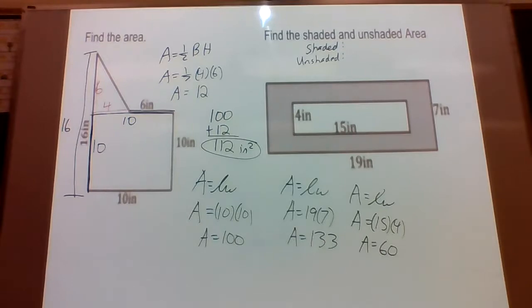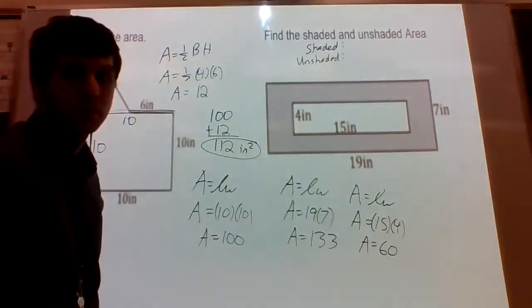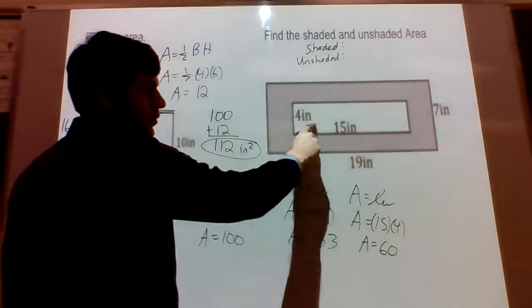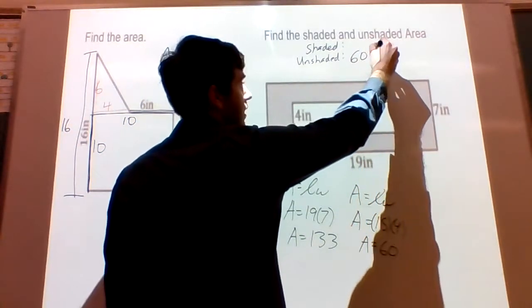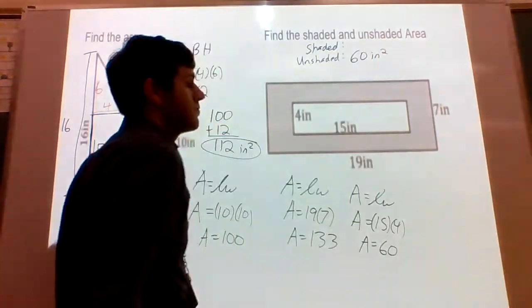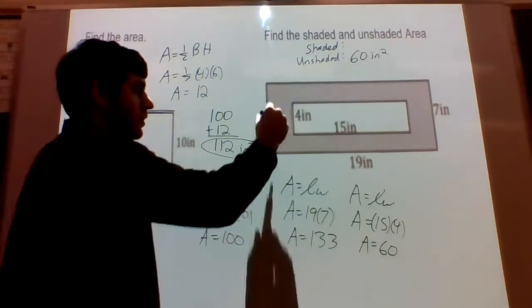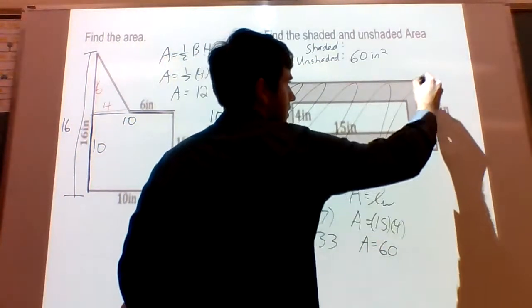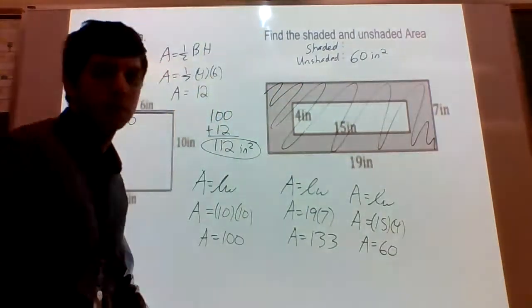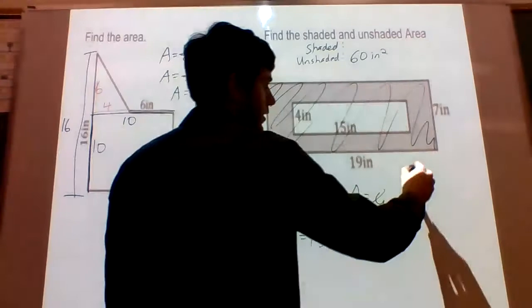If we want to find the area of the unshaded region, that's going to be the small inside rectangle, which is 4 by 15, which was 60 inches squared. You know the area of the large rectangle is 133, so all of that is 133.